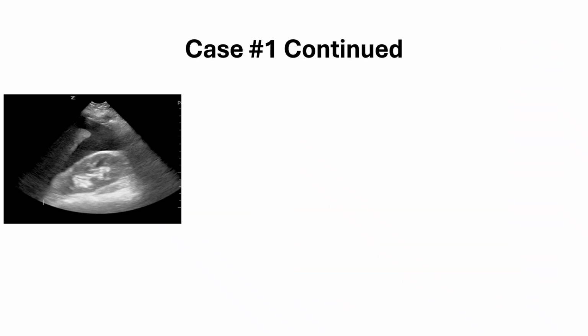All right, let's see what we got. On this image, you see anechoic free fluid around the liver, and also you see that it's present in the hepatorenal recess, also known as Morrison's pouch. So again, you already have a positive FAST exam.